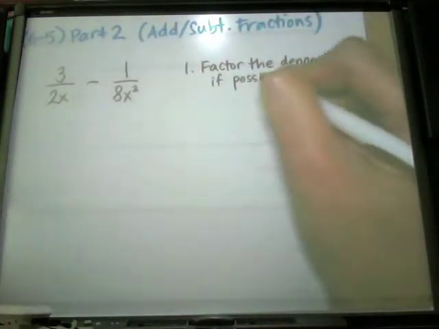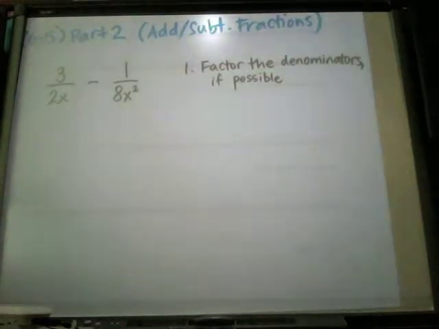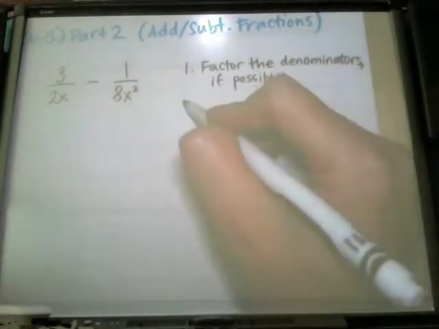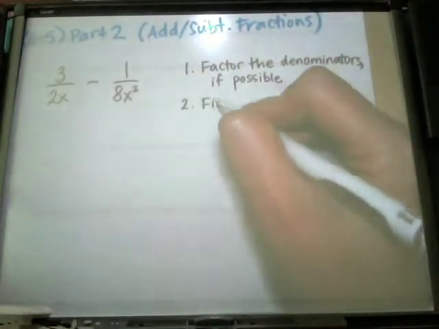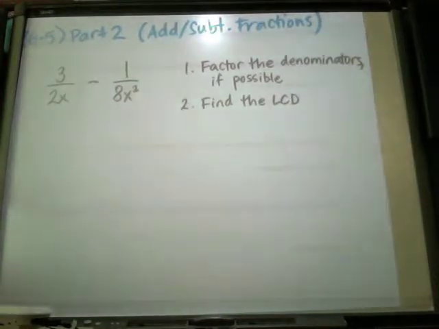In this one, we can't factor these. They're just monomials. But on the next one, we'll need to factor. So if possible, factor the denominators. Step 2 would be to find the LCD. So that's where we're going to start on this one. Find the least common denominator.